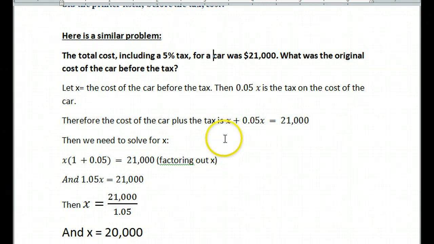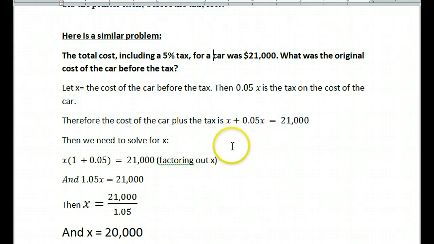Therefore, the cost of the car is the original cost, which we'll call X, we don't know what it is, plus 5% of X, which can be represented as 0.05X, and the total of these two is $21,000. So now what we need to do is to solve for X. Now if you notice, we have two terms, both of which have X in them. Therefore X is a common factor of X and 0.05X.